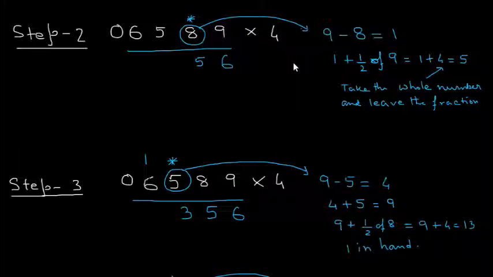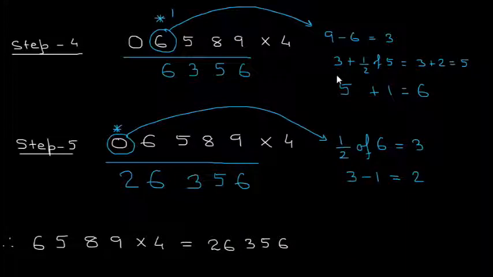The third step. Now we are in number 5. So 9 minus 5 is 4. 4 plus, since 5 is odd, we'll add 5. 4 plus 5, that is 9. Again 9 is added with half of 8, because 8 is its right hand side number. So 9 plus half of 8, that is 9 plus 4 is 13. So 1 in hand.